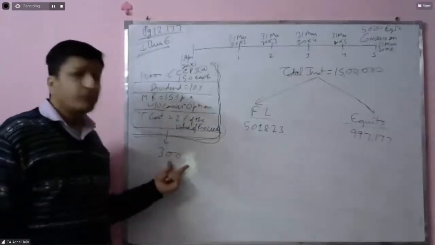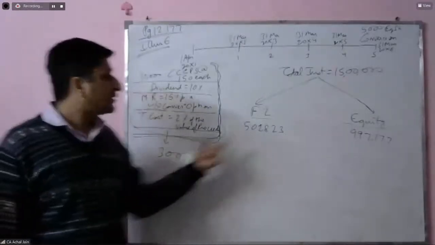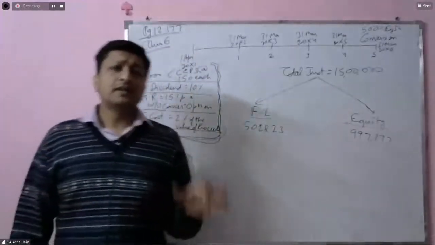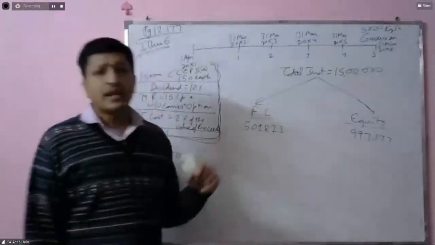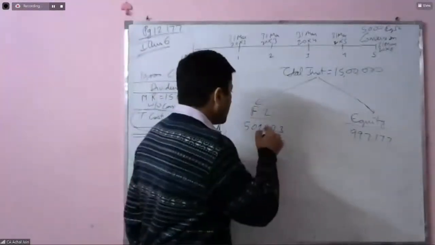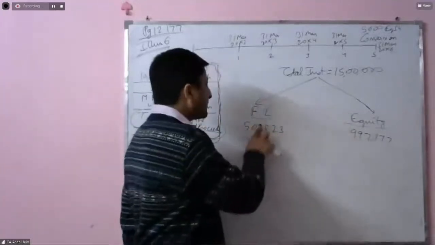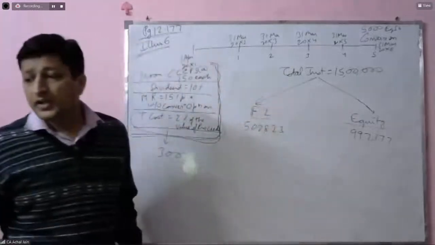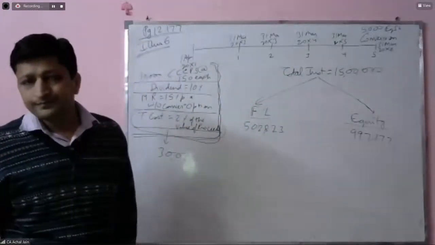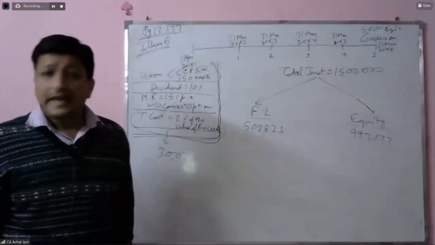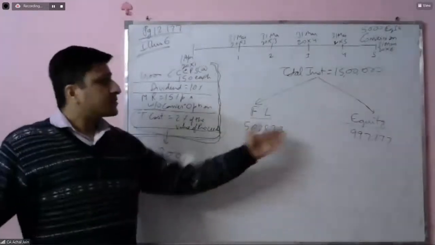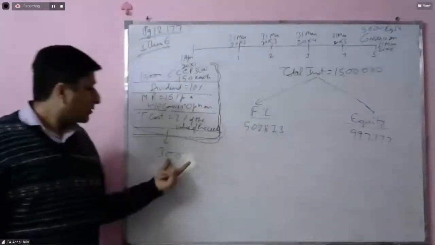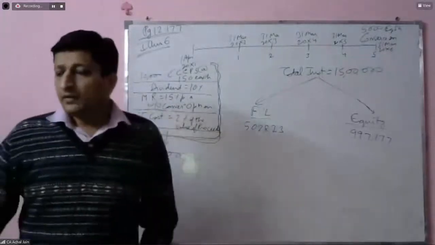And now what do we need to do? We also need to allocate this 30,000 to both of these portions, because nowhere in the question is it specified that this 30,000 pertains to only financial liability or only equity. So the requirement will be to allocate this total cost of 30,000 to two portions. And how do we do that? On the basis of their fair values, which are these two. So in this proportion, we will allocate 30,000. So what do we get?